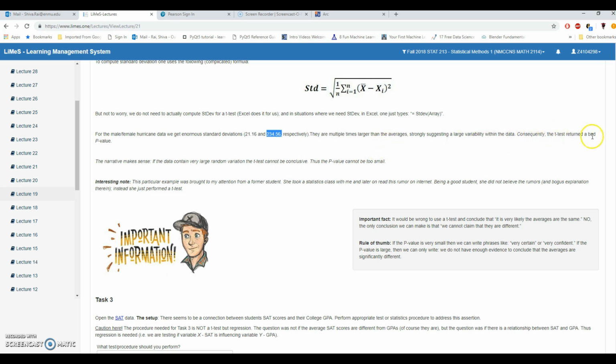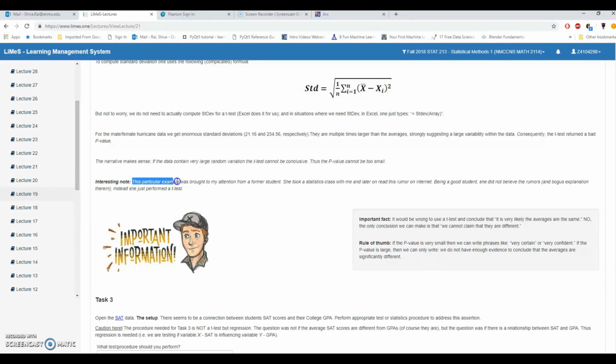Consequently, the t-test returned a bad, very large p-value. The narrative makes sense: if data contains very large random variation, the t-test cannot be conclusive. Thus the p-value cannot be too small. Here it says that the p-value won't be small. That's what it is trying to say.